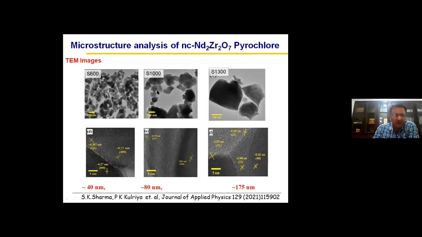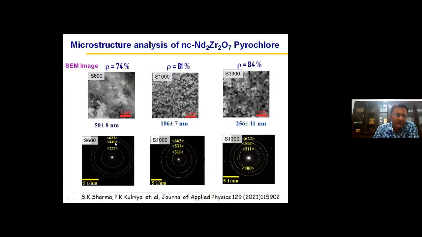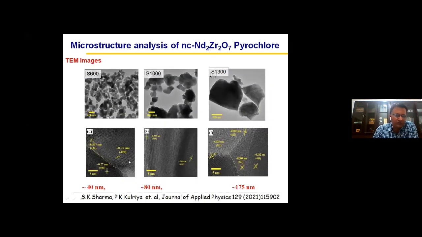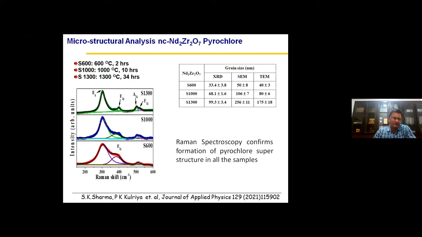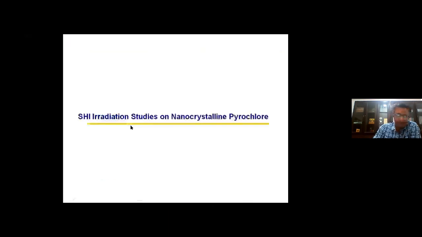Then we also confirm the same thing using transmission electron microscopy. There we can see clearly the lattice fringes, and the lattice fringes that we have seen for S600 are the same as for the pyrochlore phase. So although XRD didn't show the pyrochlore phase, by using TEM and the selected area electron diffraction pattern, we are able to confirm it again. Another technique that we use to confirm the pyrochlore phase, particularly in S600, is Raman spectroscopy. All the modes representing the pyrochlore phase are available in this one also.